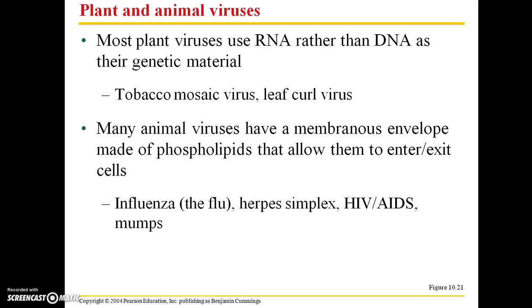Many animal viruses have a membranous envelope made of phospholipids that allow them to enter and exit cells. So they can basically easily slip into and out of host cells. Examples of animal viruses: influenza, commonly known as the flu. Of course, there are many different strains of the flu. Herpes simplex, HIV, which leads to AIDS, and mumps.